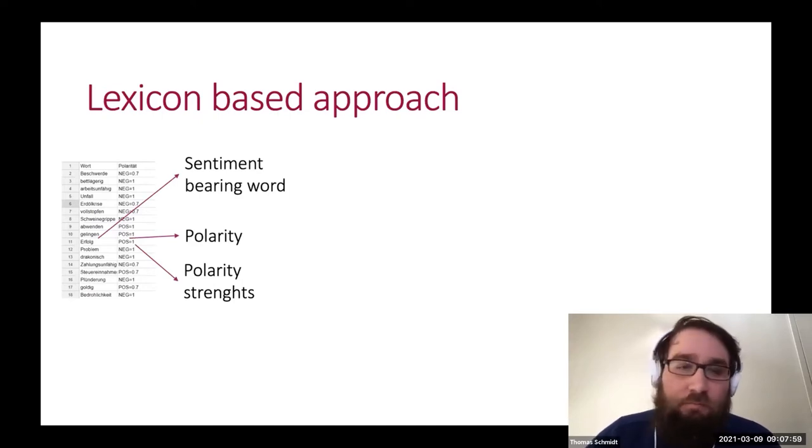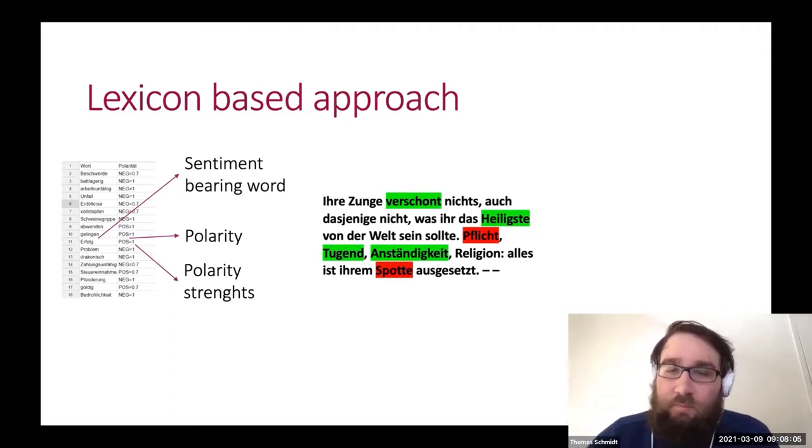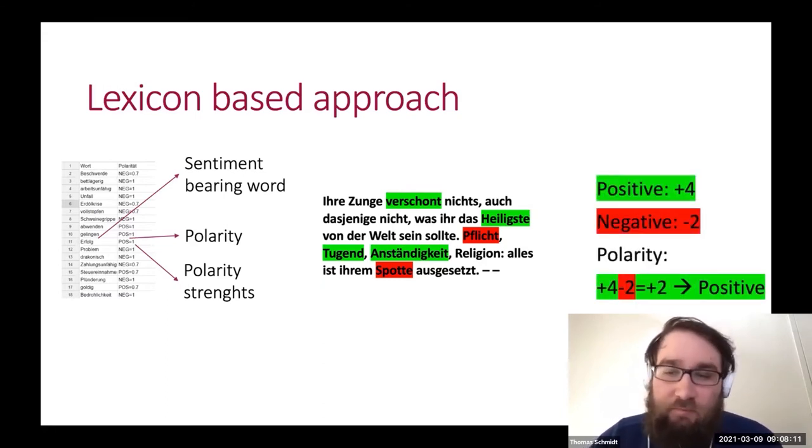And then you perform rather trivial calculations for a text unit. Here's just a very simple example. You simply count the words you detect as positive, you count the words you detect as negative, and then you perform some basic mathematical calculations to get an overall value of the polarity, the expressed valence of the text.